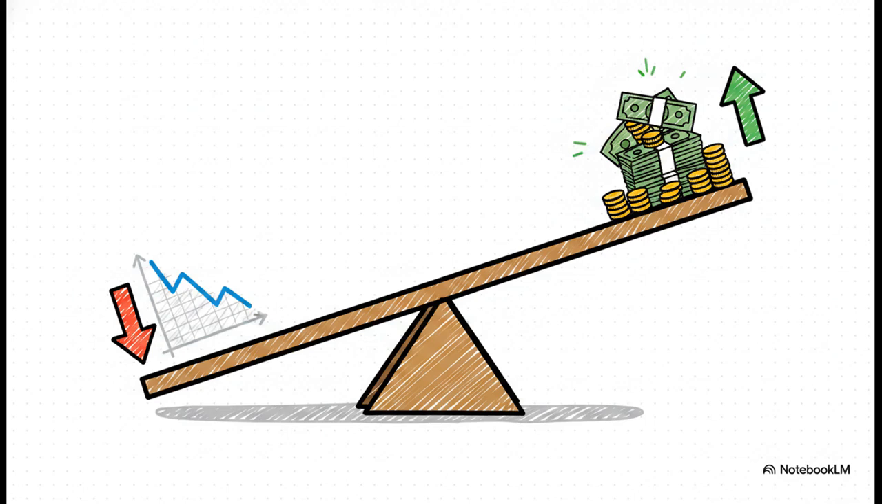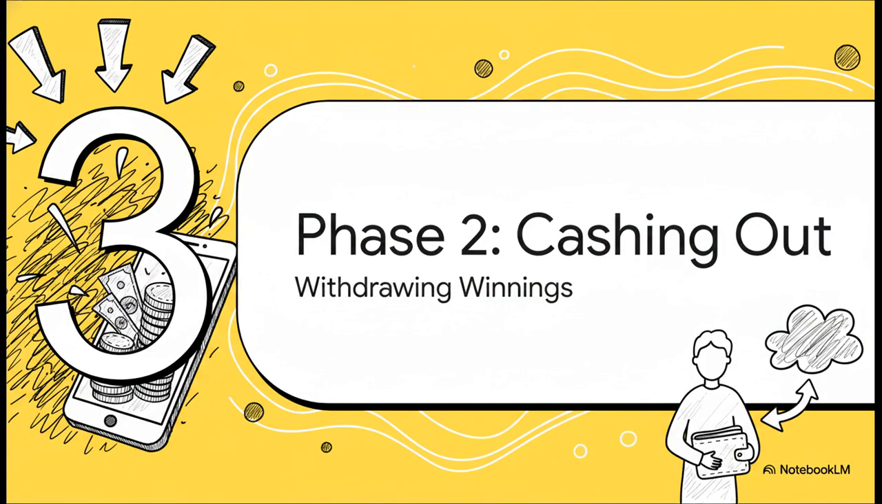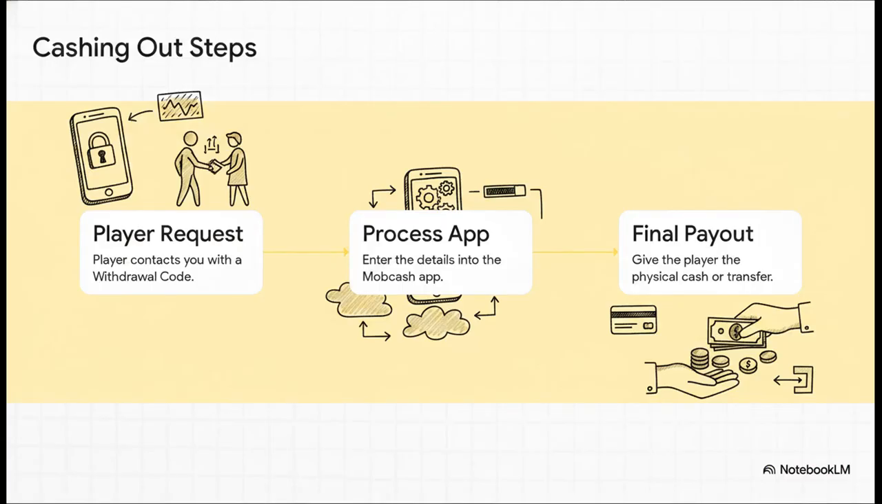Pretty clever, right? Of course, money doesn't just flow one way, does it? Let's transition over to Section 3, Phase 2, Cashing Out or Withdrawing Winnings. Let's see how this builds on that deposit structure we just talked about. The withdrawal sequence is essentially the deposit process in reverse, but they add a really key security layer.